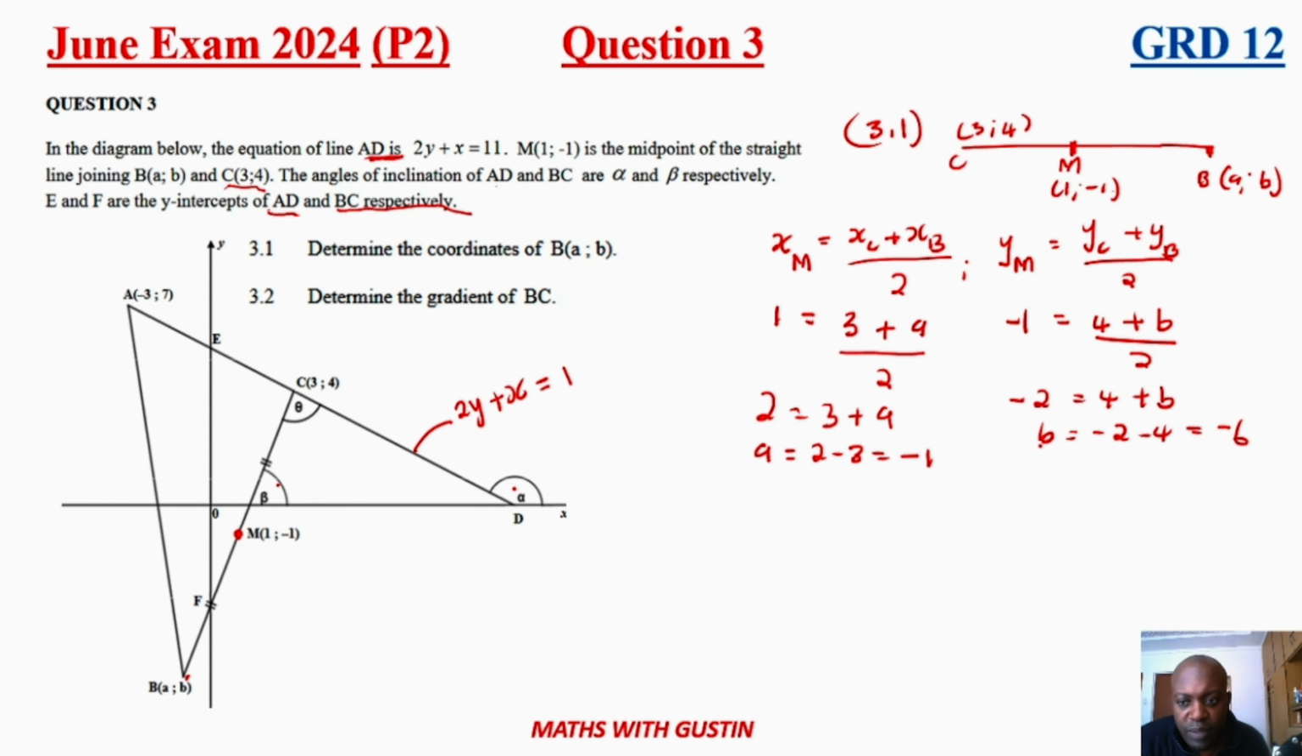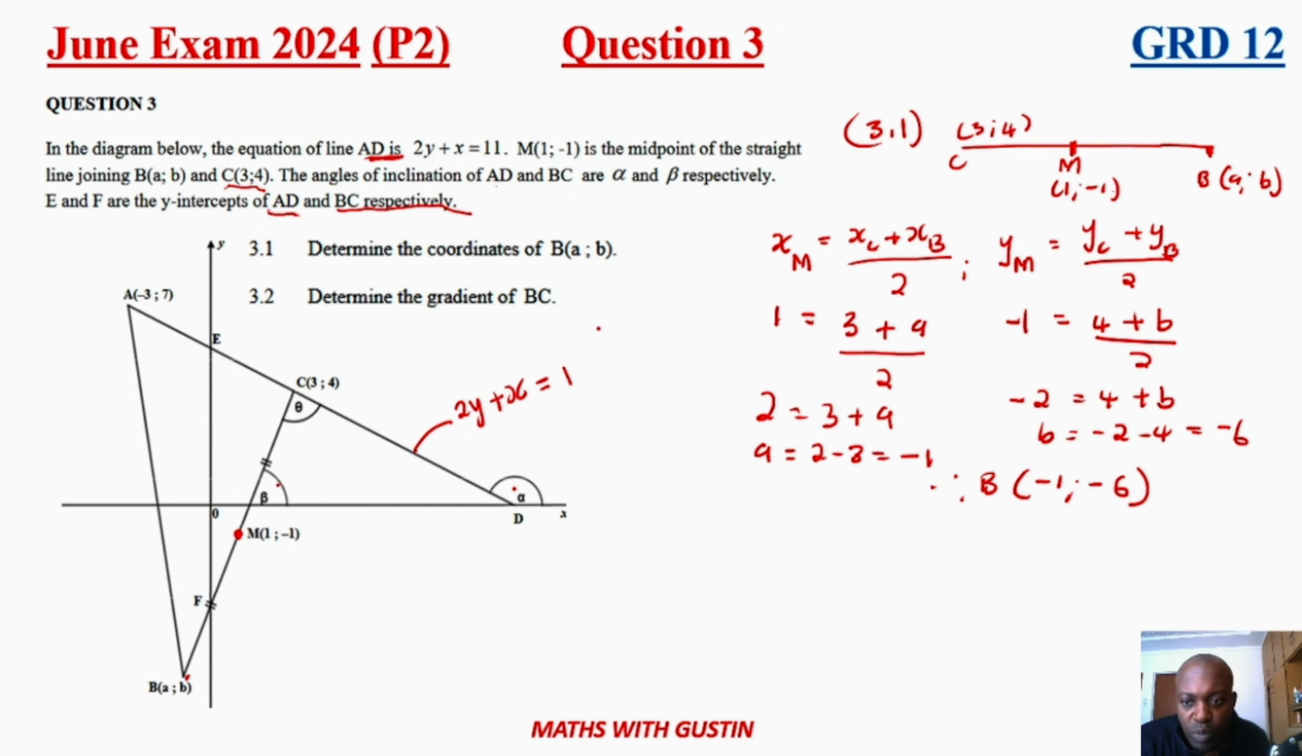Therefore, let's check if that makes sense. It does make sense. Wait a minute. Does it? Yes, it does make sense. X is negative here, y is negative, in the third quadrant. So the coordinates of B are going to be (-1, -6). Right. So that's how you would deal with this one. This one is also known as midpoint in reverse.